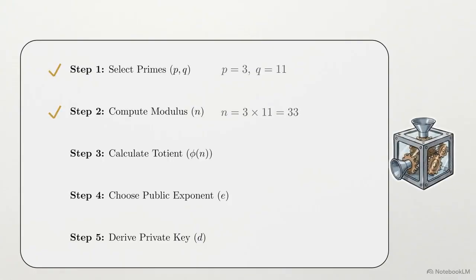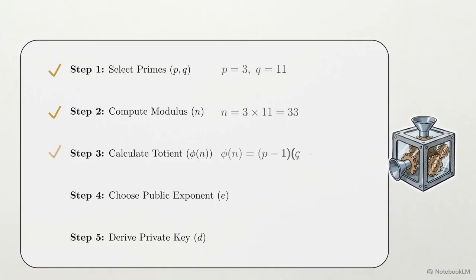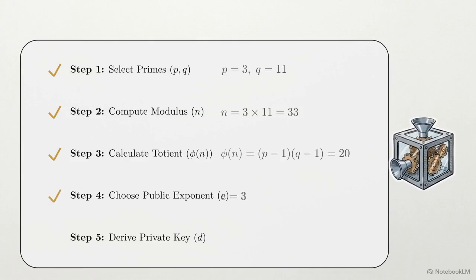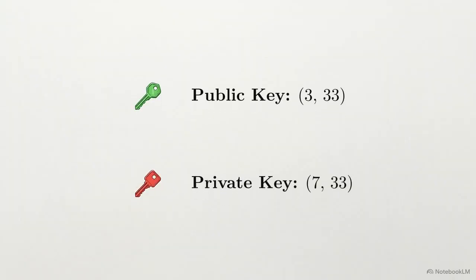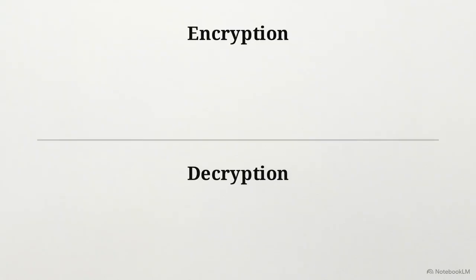For step 2, multiplying 3 and 11 gives us an n of 33. For step 3, the totient is 2 times 10, which is 20. If we choose a public exponent e of 3, we then compute the private key d such that 3 times d mod 20 equals 1. In this case, our private key d is 7. These values form the key pair.